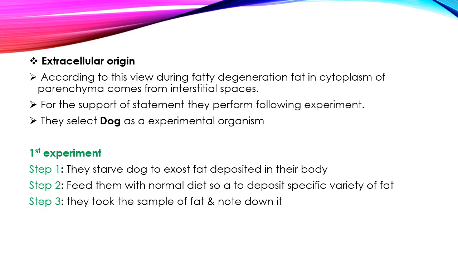In the first experiment, they starved the dog to exhaust the fat deposits in its body, meaning they exhausted the natural fat deposited in the dog. The next step was to feed it a normal diet so as to deposit a specific variety of fat into its body, because the earlier fats were finished due to the starvation. They took a sample of fat and noted its melting point and its variety of fat, and compared it with the diet's fat.